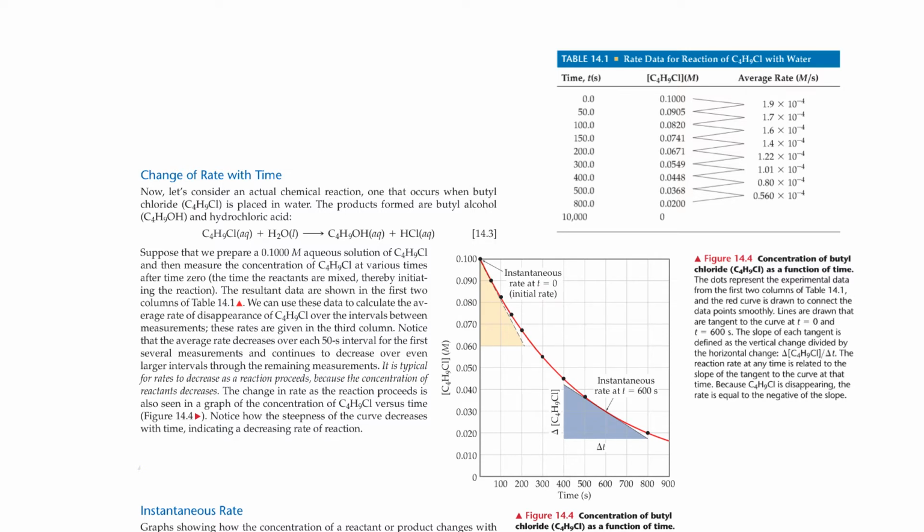The change in the rate of reaction as it proceeds is seen in the graph of the concentration of butyl chloride versus time. Notice how the steepness of the curve decreases with time, indicating a decreased rate of reaction.